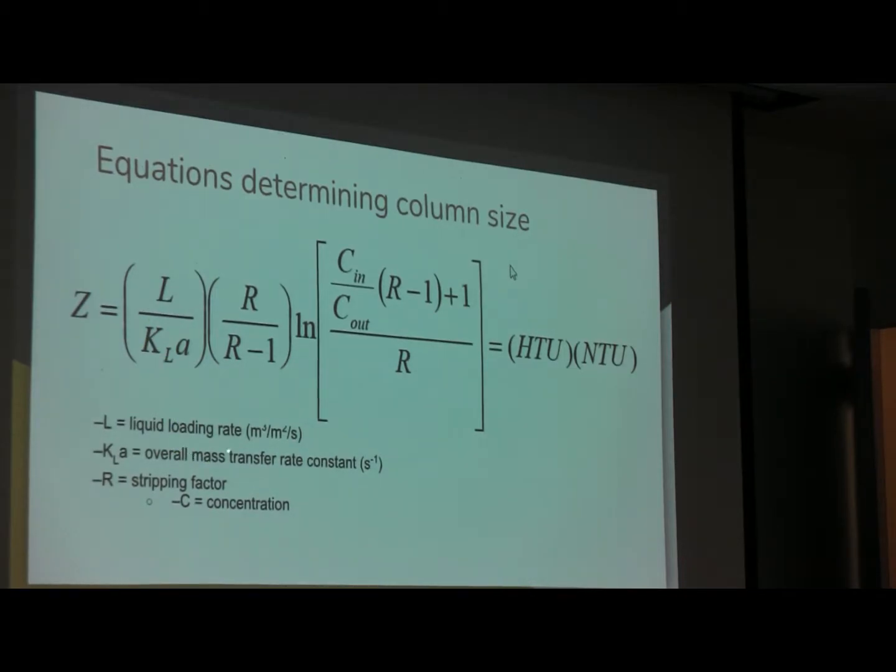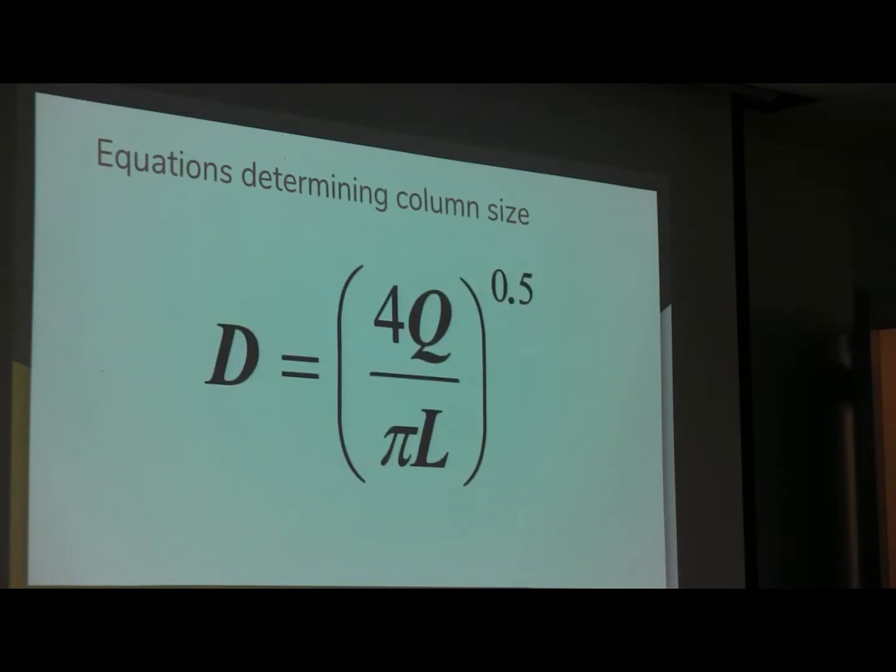L is the liquid loading rate. Because the stripper is a process of pump and treat, it will be basically determined by how much we want to treat each day or each year. And KLa is the mass transfer coefficient. R is the stripper factor, I will talk about it later. And C out is the expected contaminant concentration in the liquid. And diameter is simply decided by the liquid flow rate.